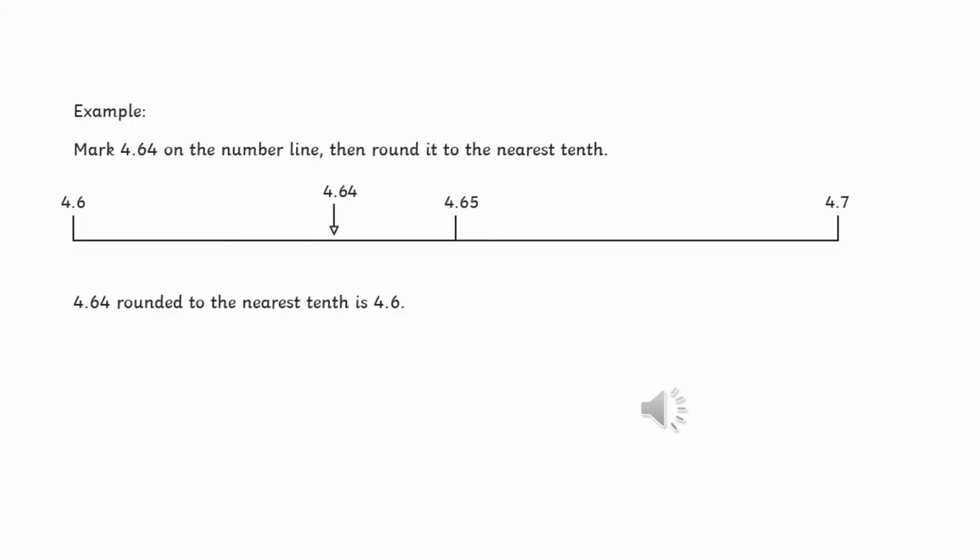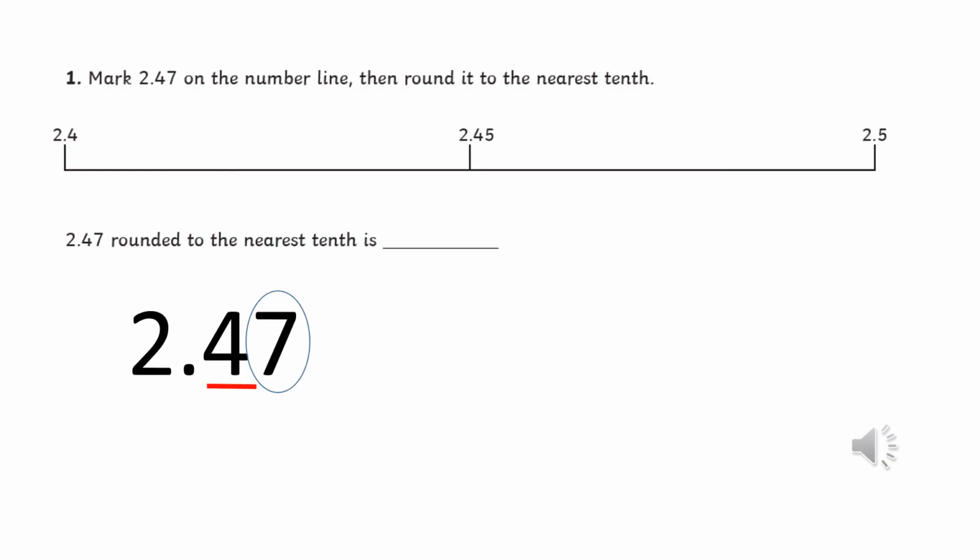So the number line demonstrates that the tenths either side of the number 4.64 are 4.6 before it, 4.7 after it, and then using the number line we know that the digit 4 is less than 5, so it's going to round down to 4.6. Now, can you have a go at rounding 2.47 to the nearest tenth? I've placed the number line there to help you.